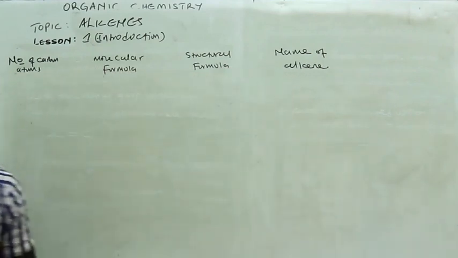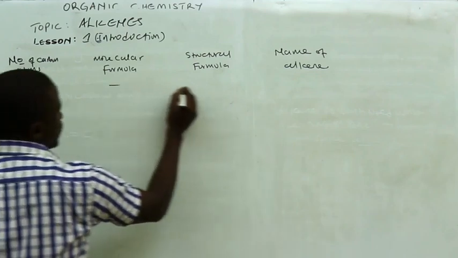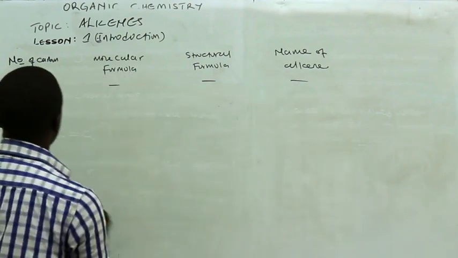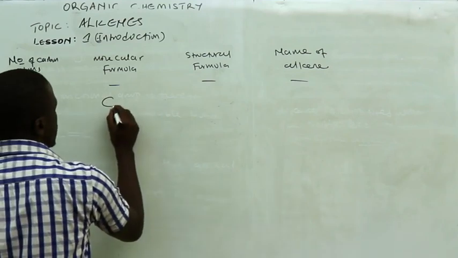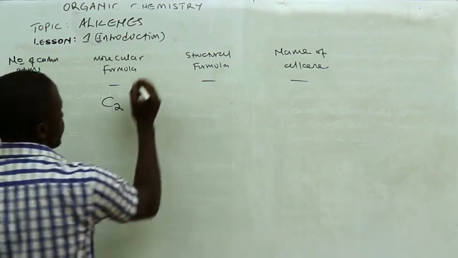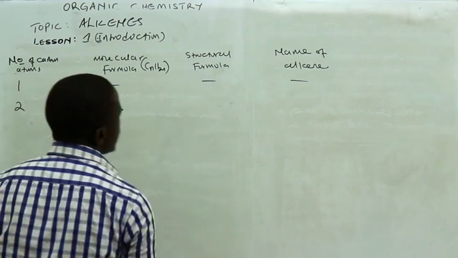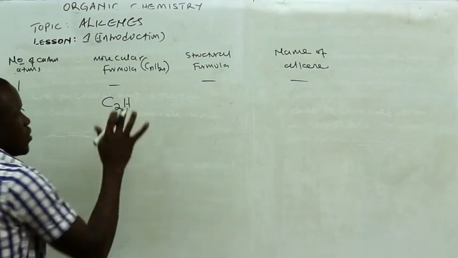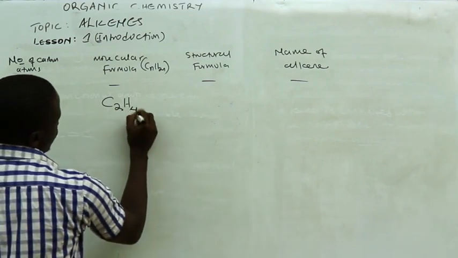So if we said carbon atom number 1, we do not have such an alkene, because there must be at least a double bond between two carbon atoms. So when you go to carbon atom number 2, the molecular formula will be C2. Remember we said the general formula is CnH2n. So C2H, how many are these supposed to be? Times 2. That should be 4.